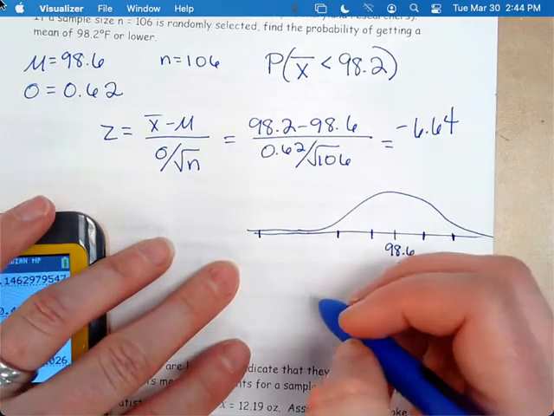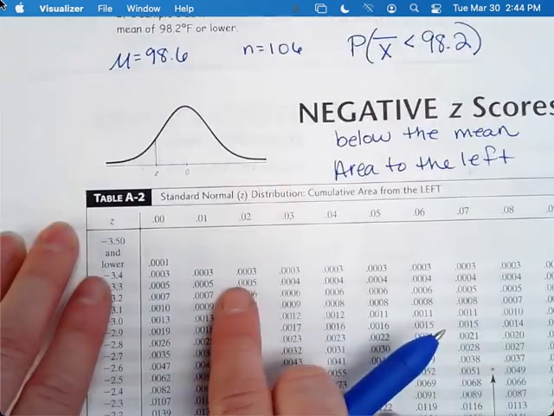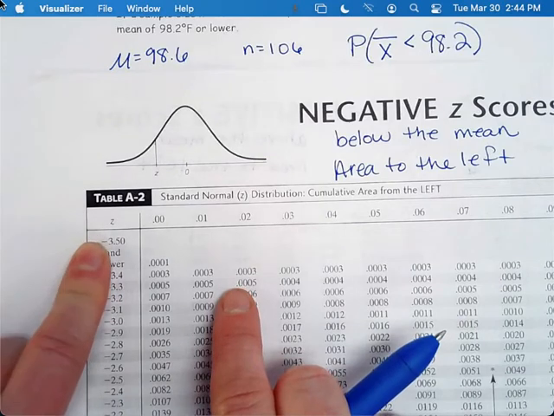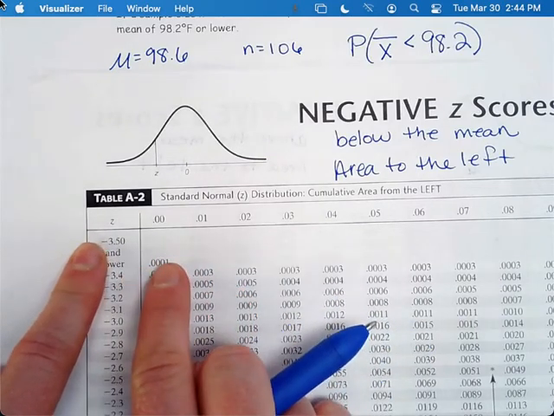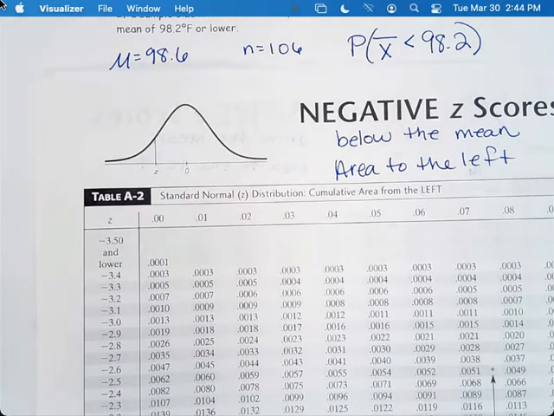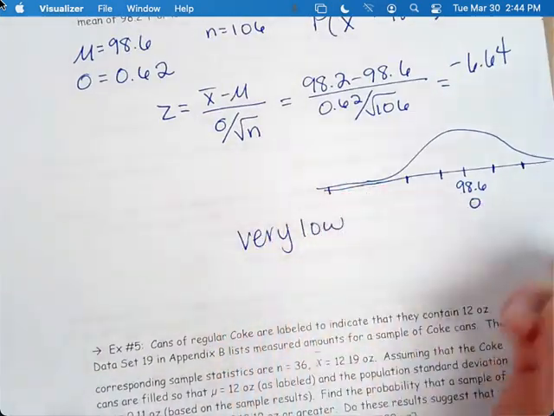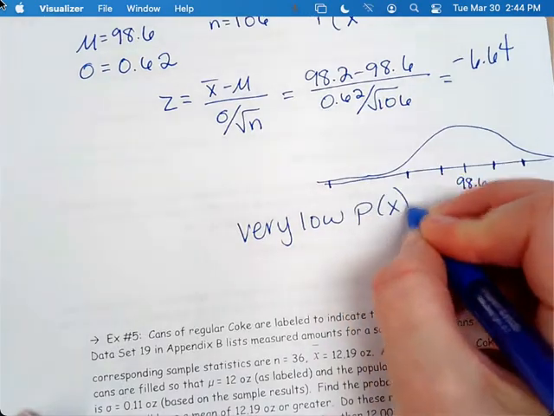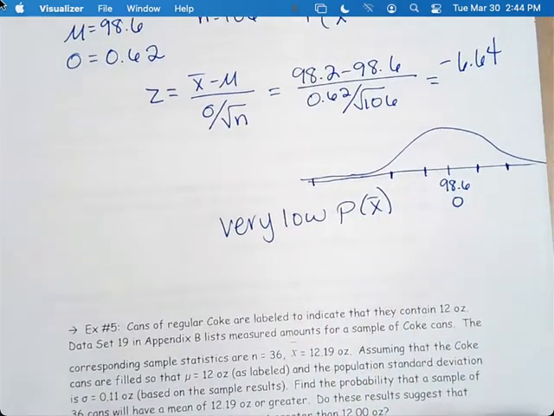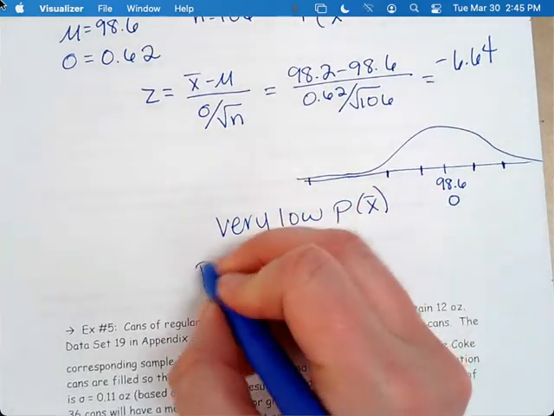Very, very low. If you look at our negative z-scores, negative 3.5 is as low as it goes, and it's 0.0001. So what that means is it's going to be 0.000001. So it's really, really a low probability. To be that far, we can say this is a rare event. So this is probably not correct. So it's a rare event.